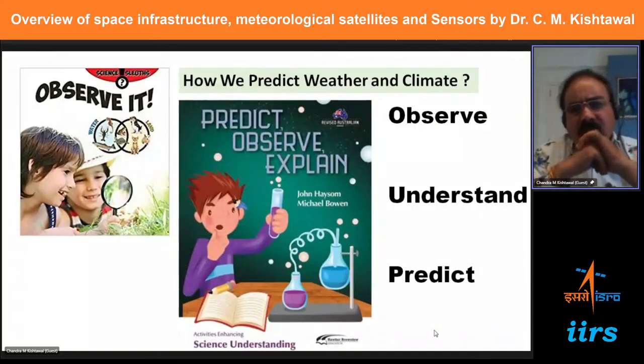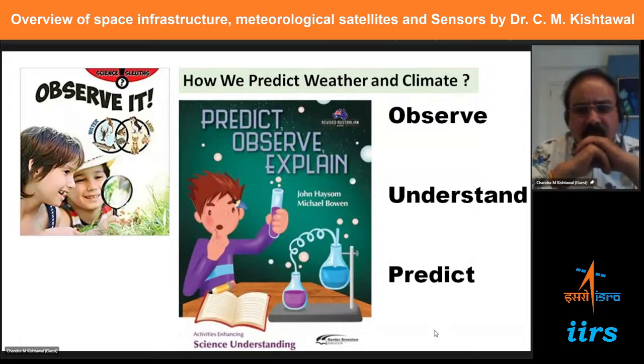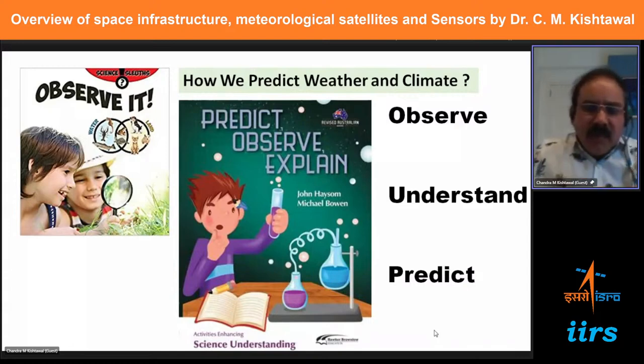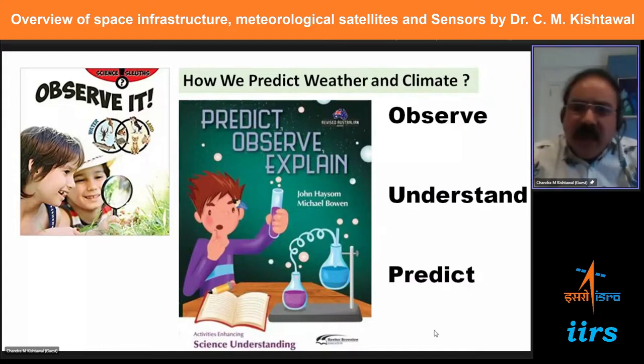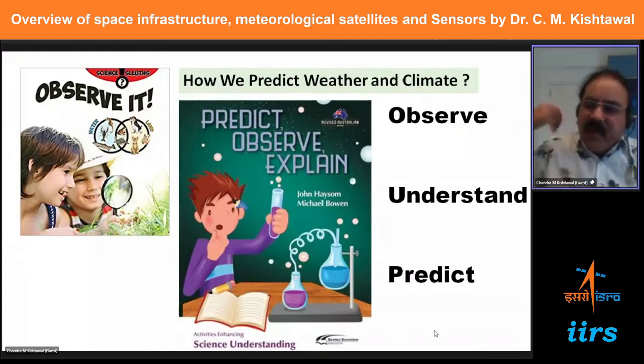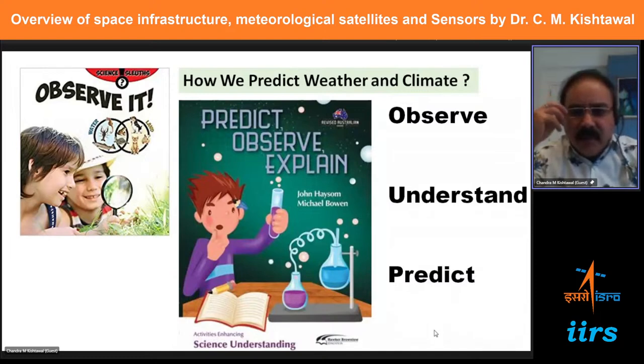So all these things start with observation. Every process of prediction, or even understanding, starts with observation. First, we observe the nature of certain things, what the behavior is, whether our observations are correct or not, whether this is the right method to observe or not. Then after observation, we go to the second stage to understand those processes, why it is happening. We are observing that high intensity rainfall cases are increasing.